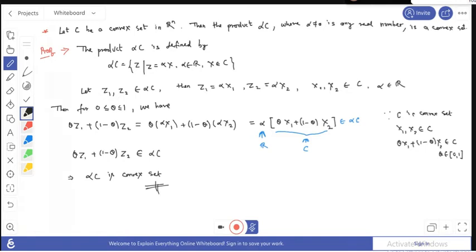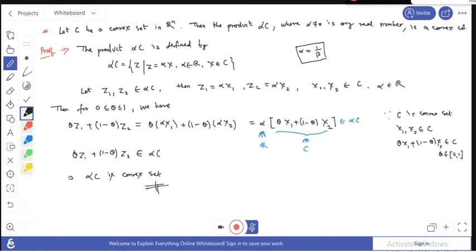Similarly, if we take any real number, suppose 1 by beta, this means dividing C by any scalar real beta, or multiplying by it, is also a convex set. Now the next one is: what is an affine set?